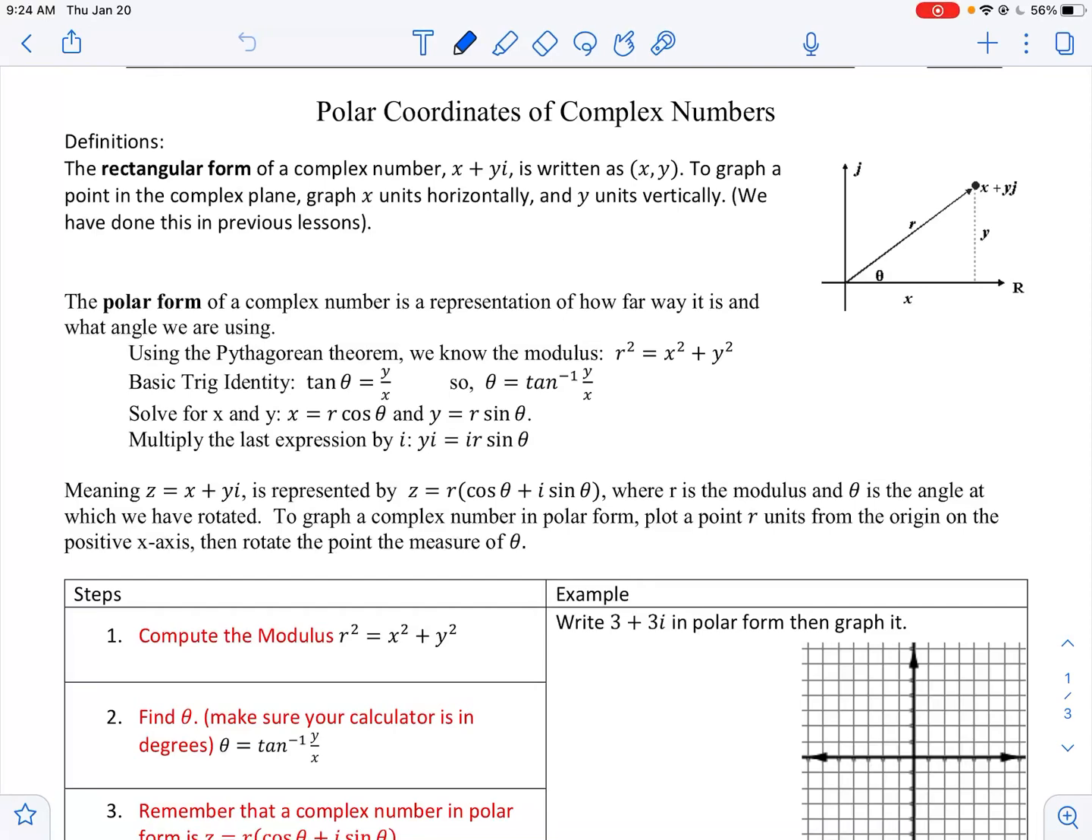All right, ladies and gents, time for a lesson on polar coordinates of complex numbers. So the reason we had our little review of complex numbers is so we can tie it into polar coordinates, because you can take complex numbers and convert them to polar coordinates.